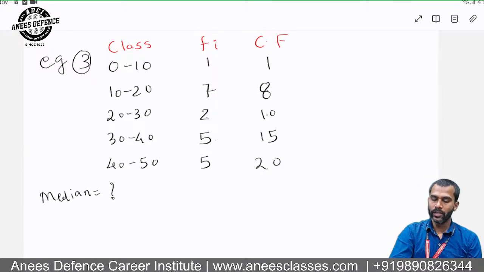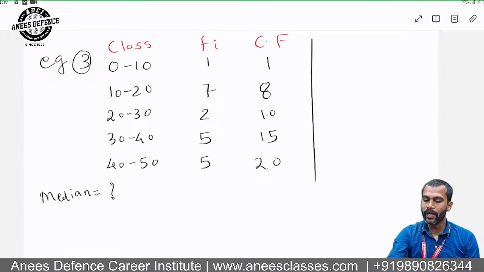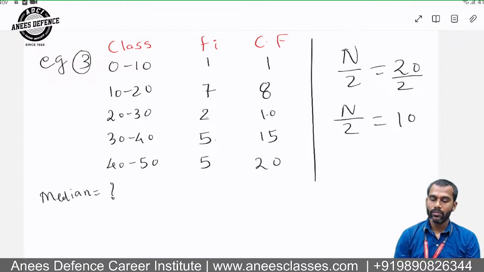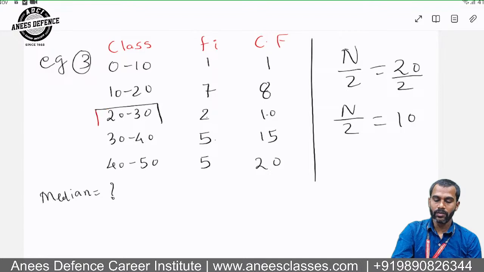median class. So what is median class? For that you need to find n by 2. N is what? 20. I mean total number of observations, that is n by 2 is 10. So you need to just check which class is having 10 as cumulative frequency. Yes or no? So tell me, 20 to 30. So this will be your median class.